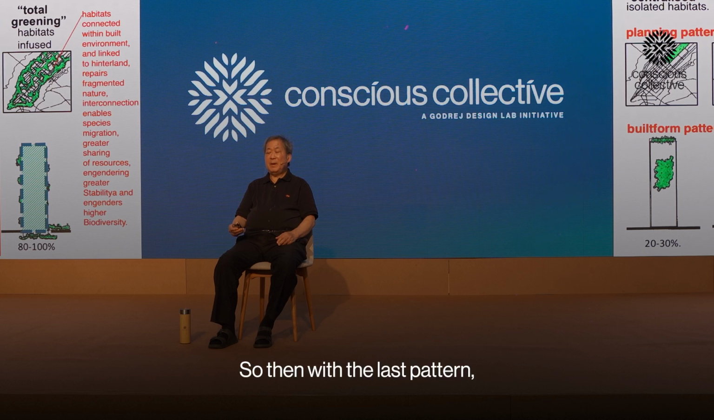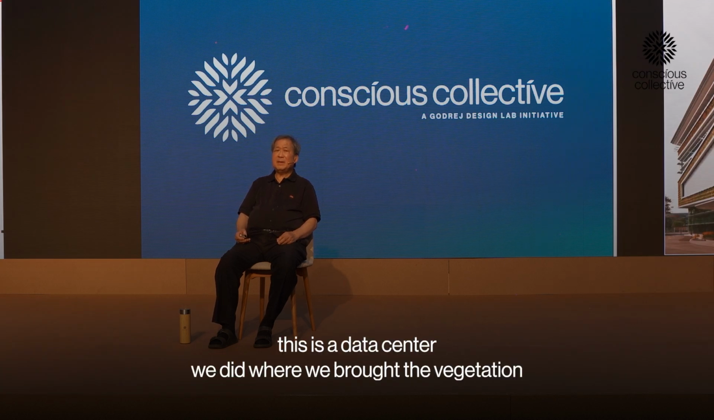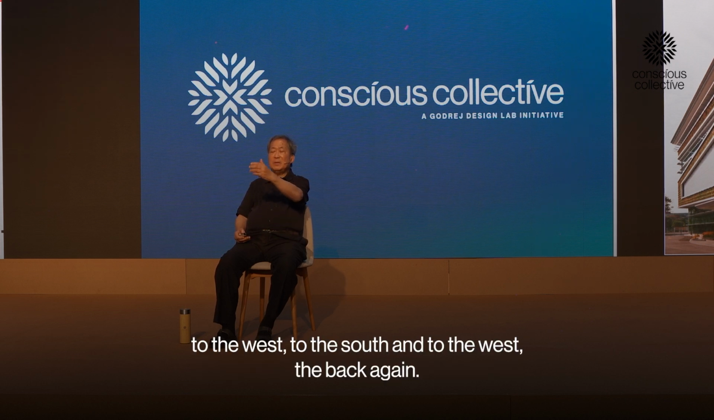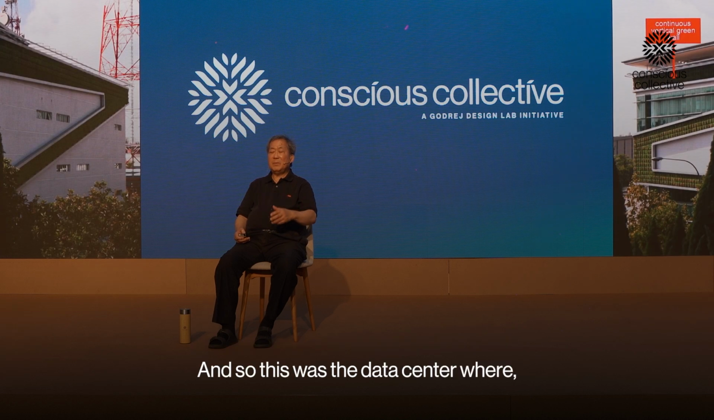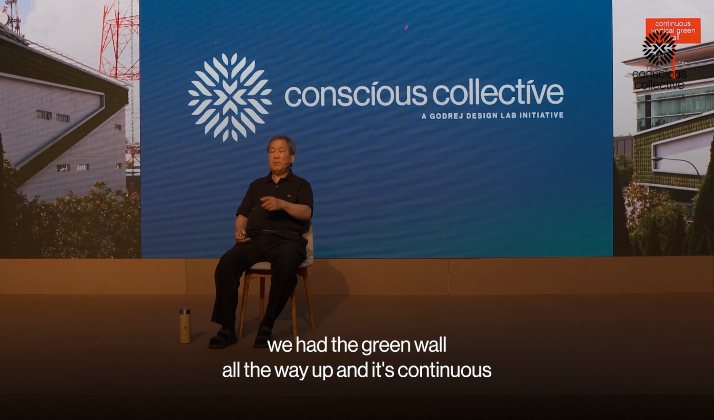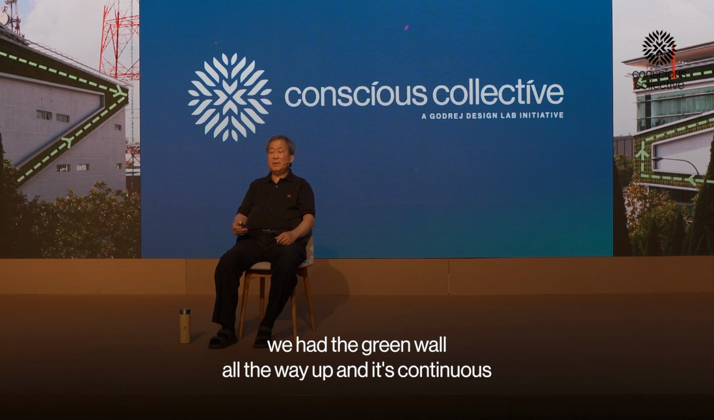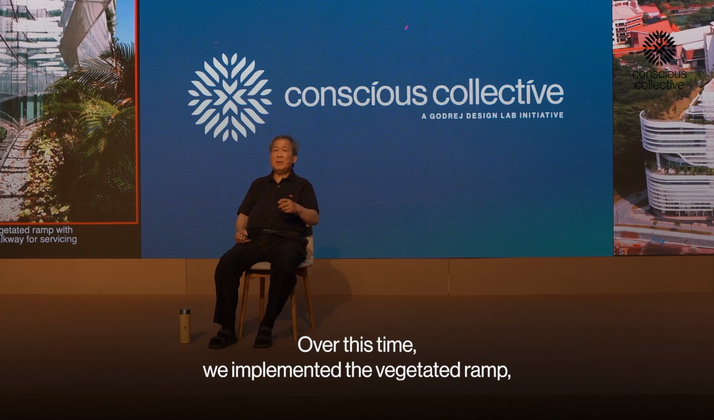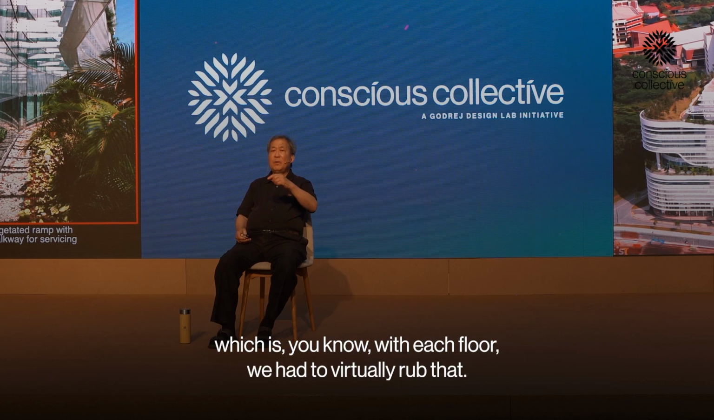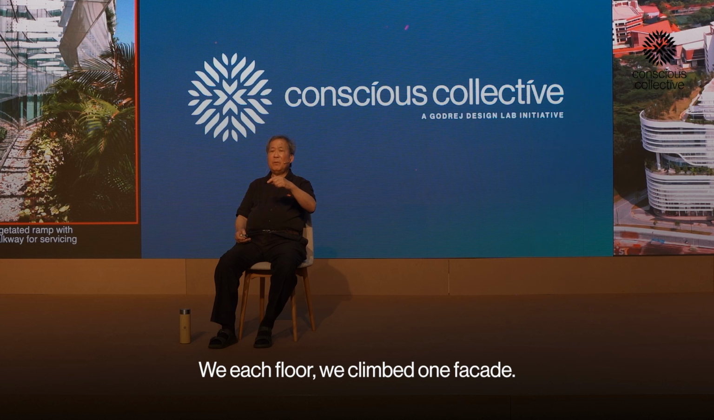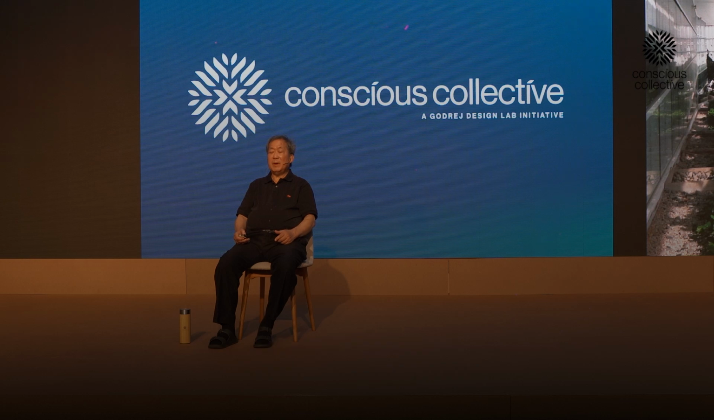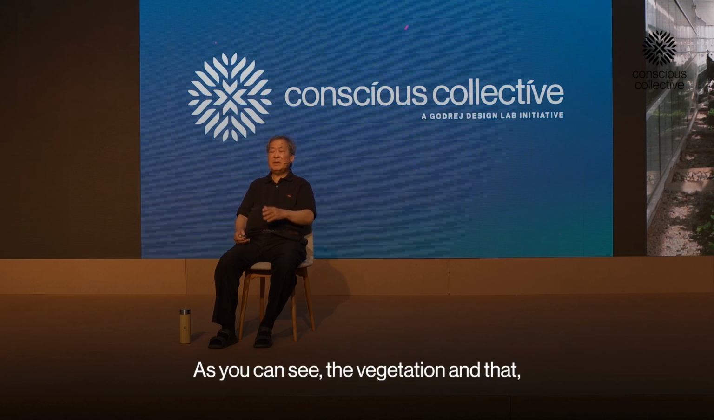So then with the last pattern, this is a data center we did where we brought the vegetation continuous from the front facade to the east, to the south, to the west, and back again. So this was the data center where we had a green wall going all the way up, and it's continuous on the facade. And then this is a building in Singapore where this time we implemented the vegetated ramp, where with each floor we climb one facade. So this was the concept diagram. And here you can see the ramp and the vegetation.